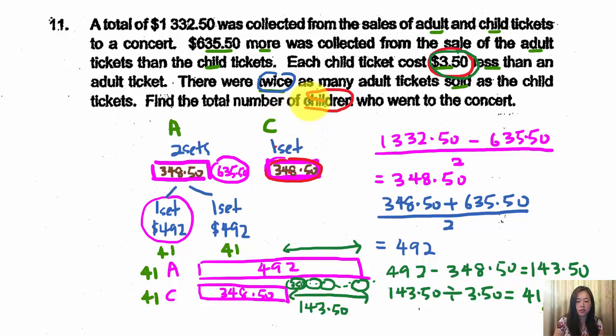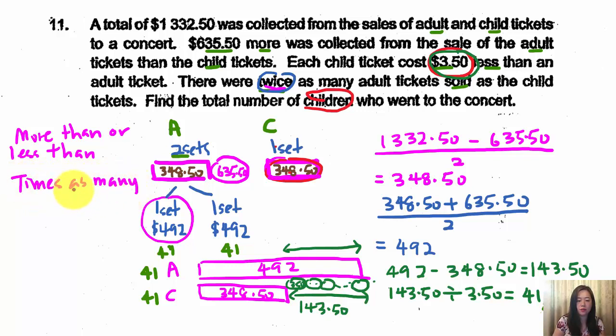And if the question asks what is the total number of adults, it will be 41 times 2 because there are two sets here. Let's recap the concepts tested on. First, it's more than or less than. Second is the concept of times as many because of the word twice. And because of the times as many, we can tell that there are two sets here and one set here. So the concept tested is on sets.